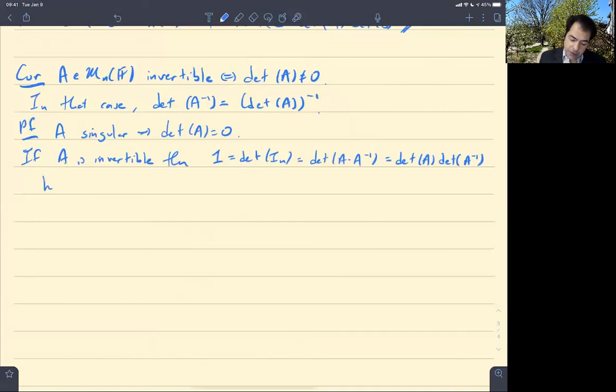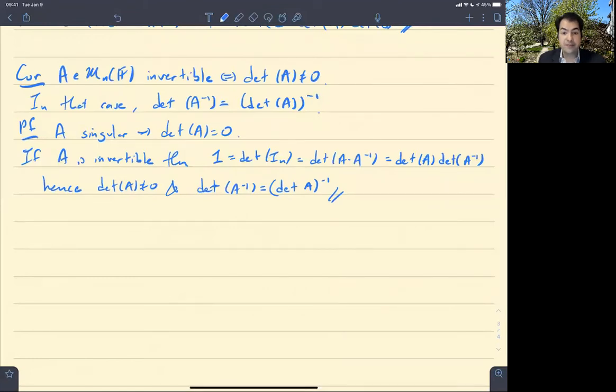Right? Hence, the determinant of A is not equal to 0, because the product of these two numbers is equal to 1. And solving for the determinant of A inverse, we get the inverse of the determinant of A. Right, just as we wanted.